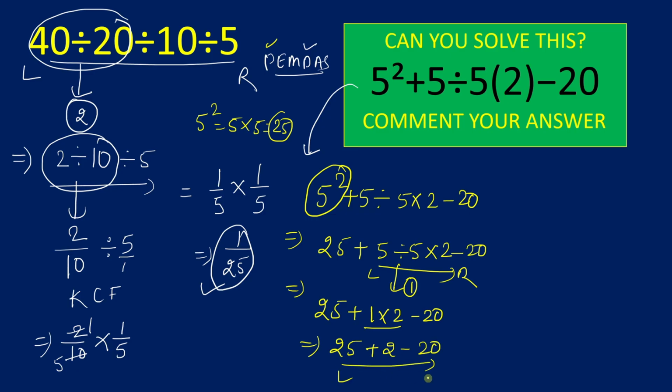Now we will do left to right, since addition and subtraction have the same priority. 25 plus 2, when we add, we get 27, minus 20 as it is, and 27 minus 20 gives the result 7. So 7 is the right answer.